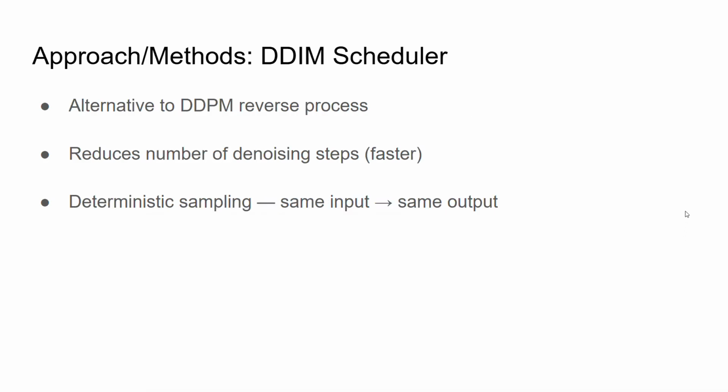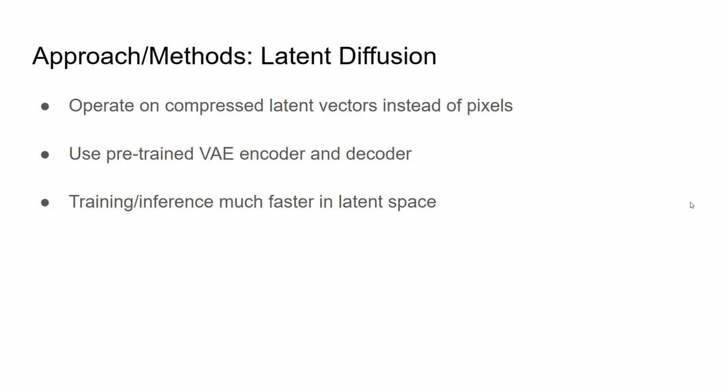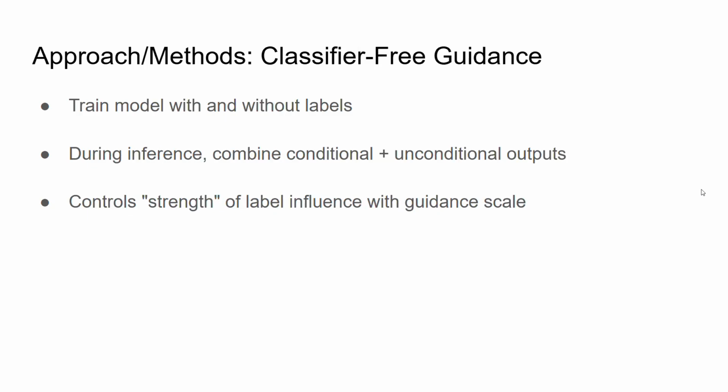And then DDIM, which is an alternative to the DDPM reverse process, reduces the number of noisy steps, helps to go faster, and that's deterministic sampling, so you can go from the same input to the same output. And then latent diffusion methods, this is implementing the VAE. So instead of operating in pixel space, which is much slower, we can operate with latent vectors, and this just makes the whole process much faster. Classifier for guidance: we're able to train the model with and without labels, and then during inference, combine conditional and unconditional outputs, and this controls the strength of label influence with the guidance scale.